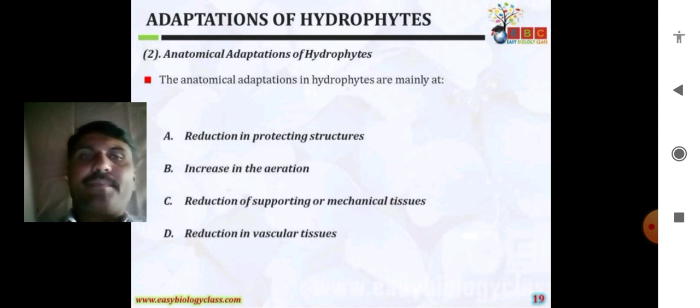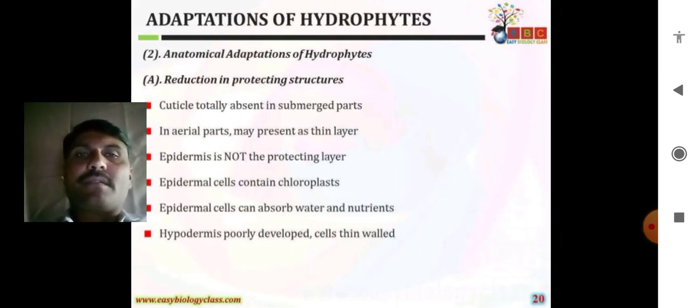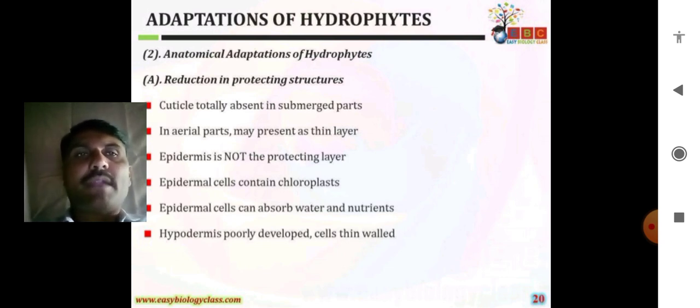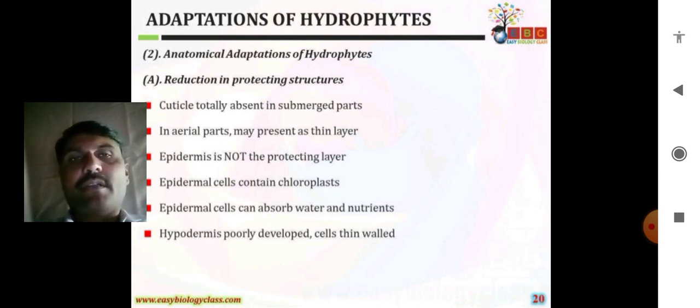What are they? Reduction in protecting structure, increase in aeration, reduction of supporting or mechanical tissues, reduction in vascular tissues, or the transporting system of the plant. One by one, we will be discussing. Number one is the reduction in protecting structure.